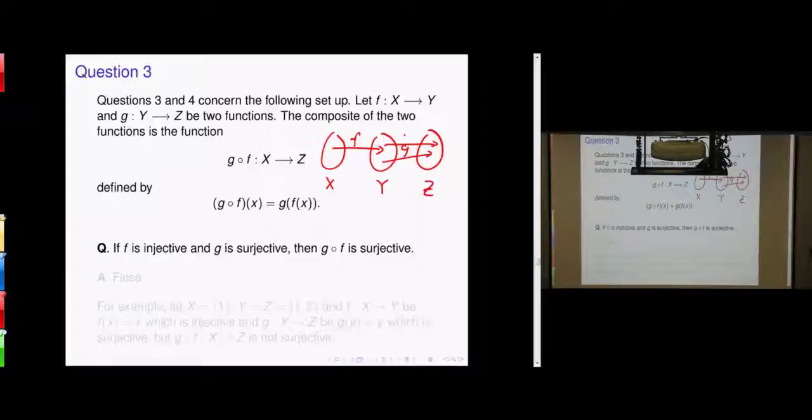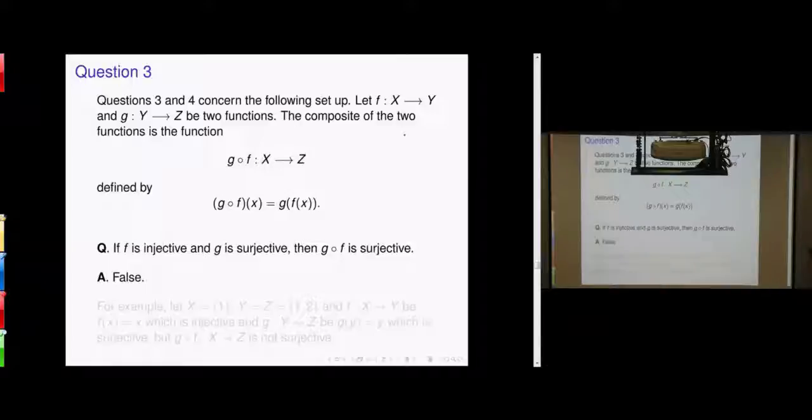Question 3 says, if F is injective and G is surjective, then this composite function is surjective. It tests whether you understand injective and surjective. What is injective? Different points send to different points. Surjective is you hit everybody in the codomain. So, is this true or false? I say this is false.